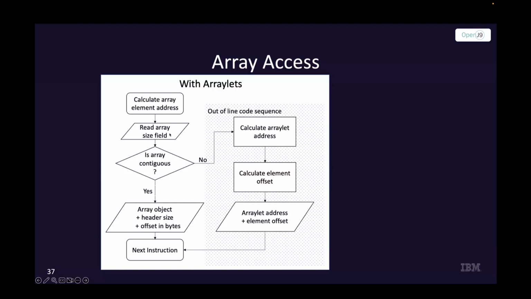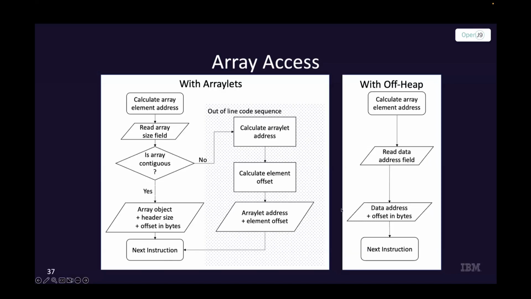The way it's implemented is that the size field is overloaded. If the size field of contiguous headers, at that offset, is 0, that means it's a discontiguous array. However, if it's a contiguous array, that value will be a non-zero value. So if the value is non-zero, we're dealing with contiguous arrays. We don't need to do anything. We simply add the array object, header size, and the offsets in bytes. However, if the array has been allocated using arraylets, we must jump to this out-of-line code sequence where we first need to calculate the address of the arraylet leaf that the element is in, then calculate the address of the offset for the element with respect to that leaf, and then we use that to calculate the address of the element, which will be returned back.